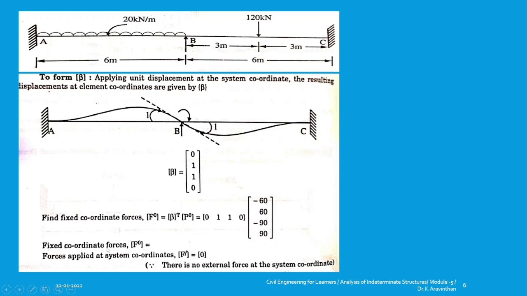Now how can you find the fixed coordinate force? Just multiply these two matrices. 0 into minus 60 will be 0.